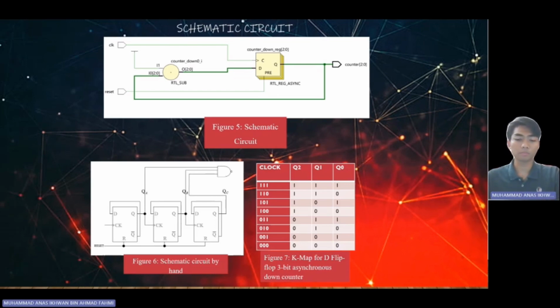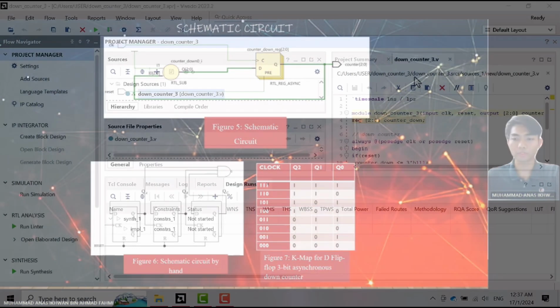The flow of this counter can be understood by observing figure 6 and figure 7. As you can see, this is figure 6 and this is figure 7. This is our circuit and this is our truth table. So that's it for our schematic circuit.